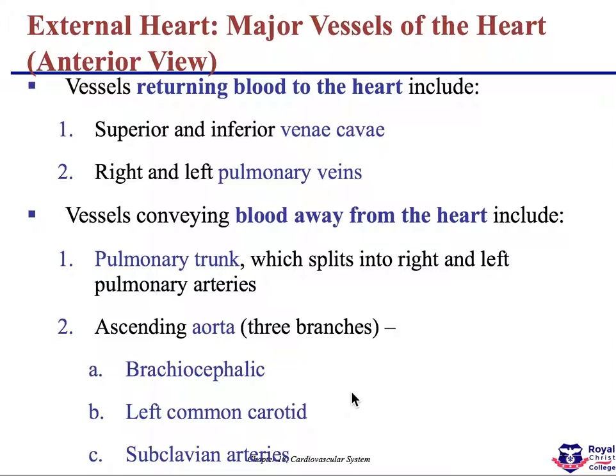Now, vessels conveying blood away from the heart include the pulmonary trunk, which splits into the right and left pulmonary arteries. They go away from the heart towards the lungs with deoxygenated blood. Then you have 3 branches from the ascending aorta, which are the brachiocephalic, the left common carotid, as well as the subclavian, which then branches off into various arteries, such as the radial artery in your arms, and so on. The left common carotid goes up towards your head and neck, whereas the brachiocephalic goes down towards the rest of the body.